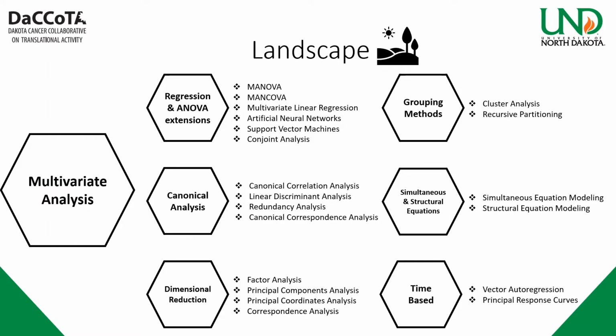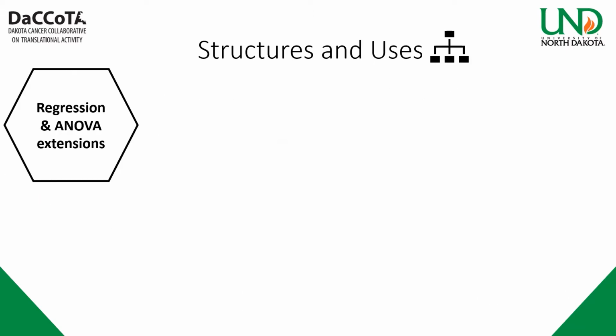Anyways, hopefully this is useful, and now let's go through each of these 6 broad categories in a little more detail. Okay, let's look at the structure and uses of our first category, regression and ANOVA extensions.